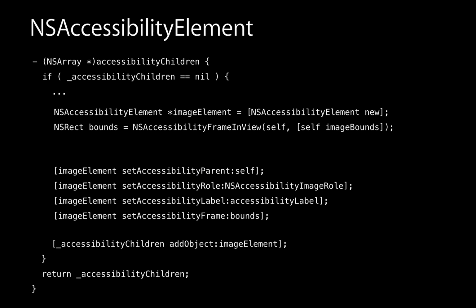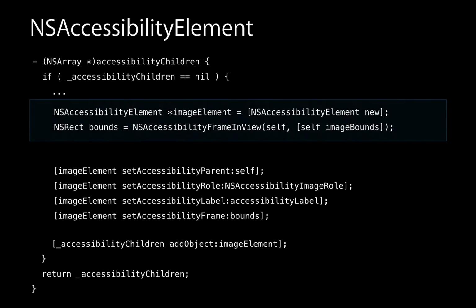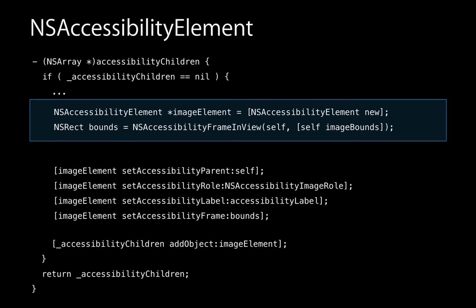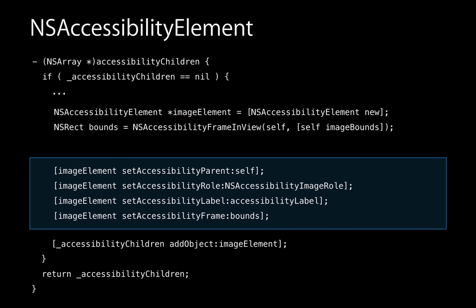So for the example earlier with the 6 shape images, for each of those images, you want to create an NSAccessibilityElement instance. So you create one of those instances, and then you set up some of the accessibility properties for that, such as who the parent is, what the role is. Well, in this case, we're just going to say these are image role. And then give it a unique label, and then set up what the frame is.